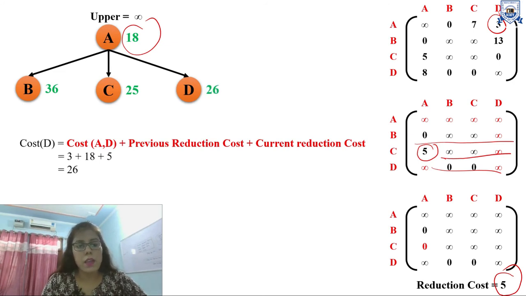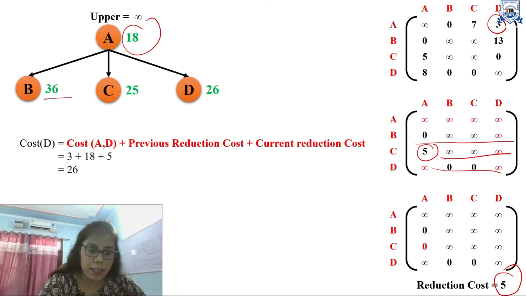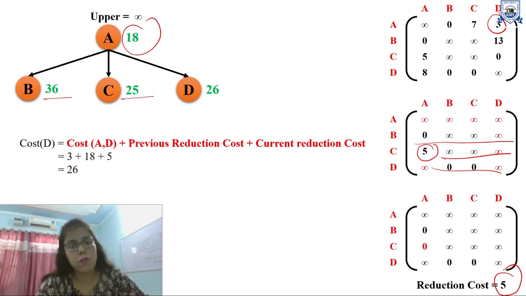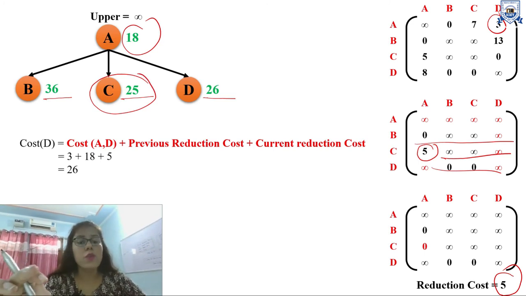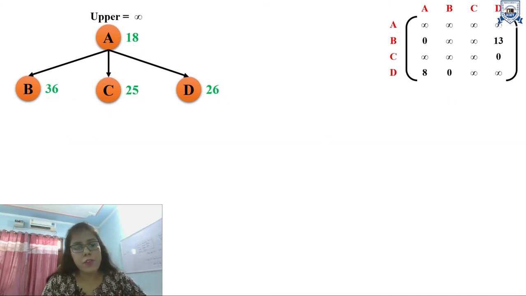Now I have to see at which path I should go further. I should traverse to which node further. So I can easily verify that the cost of B is 26, the cost of C is 25, and the cost of D is 26. So the minimum cost is of C. So I'm going to explore the path for C this time. Fine. Now I have to take the matrix which I have reduced for reaching C for further calculations.